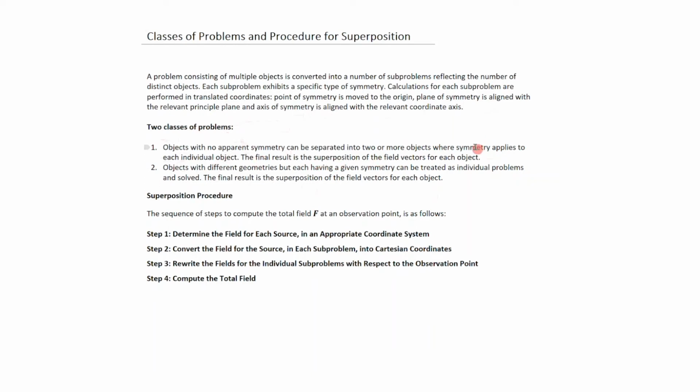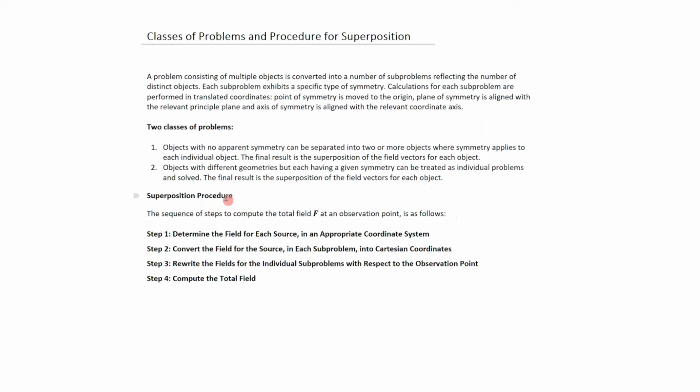So that's one possibility. The other possibility is objects with different geometries, each having a given symmetry, can be treated as individual problems and solved. In other words, they're distinct problem geometries from each other. And so it's clear just by visual inspection that you have, say, a sphere and a cylinder. Again, the final result is the superposition of the field vectors for each object.